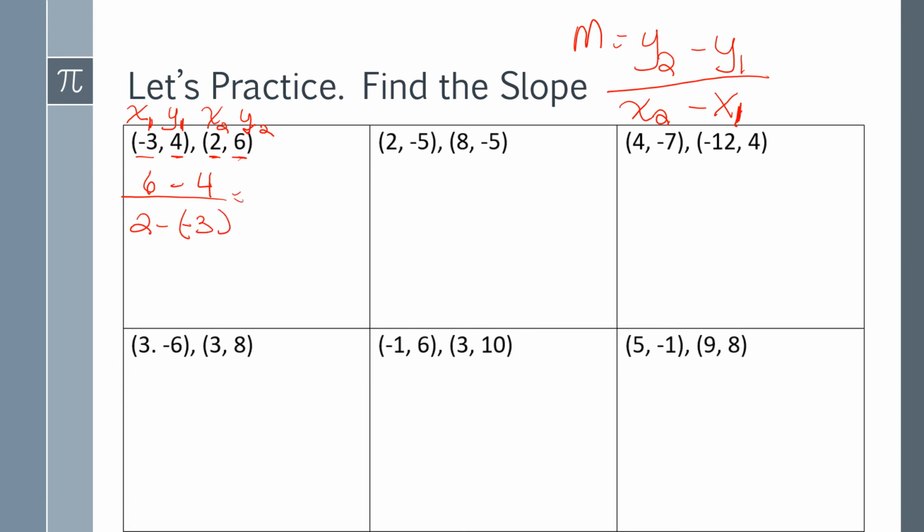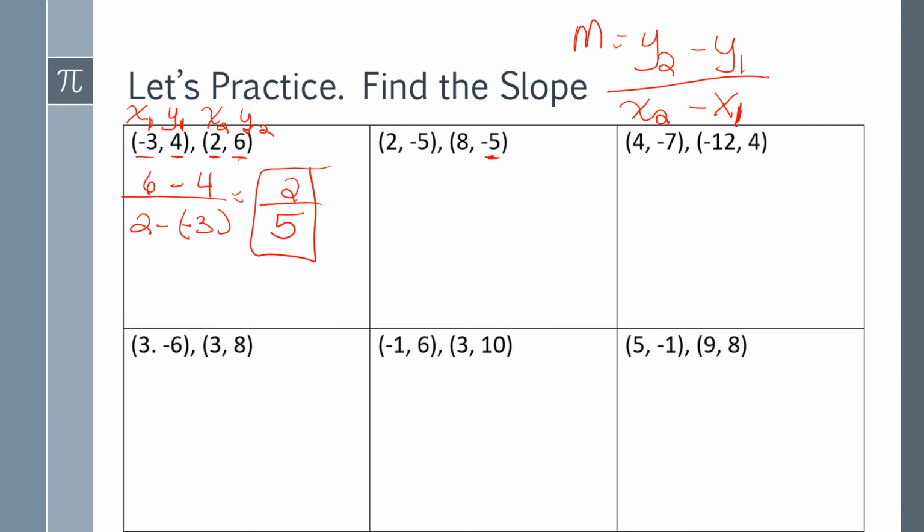If you are still struggling with adding and subtracting integers, no big deal, just use your calculator. So in your calculator, do 6 minus 4, which is 2. 2 minus negative 3 is 5. So your answer is 2/5. Okay, let's do the next one.